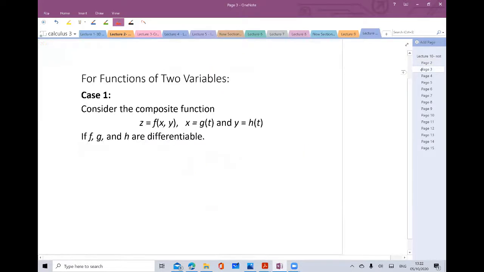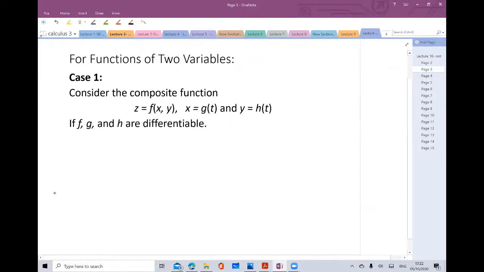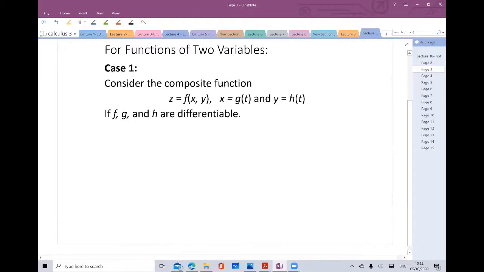Let's see how we deal with the chain rule when we have functions of several variables. We have several cases here because we can have several function definitions. So if I start with z as a function of x and y, and x itself is a function of the independent variable t, the function g of t, and y is a function h of t, where f, g, h are differentiable.